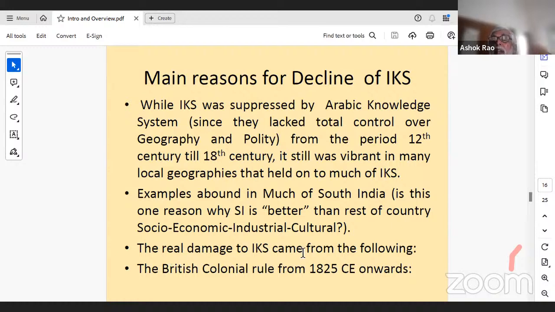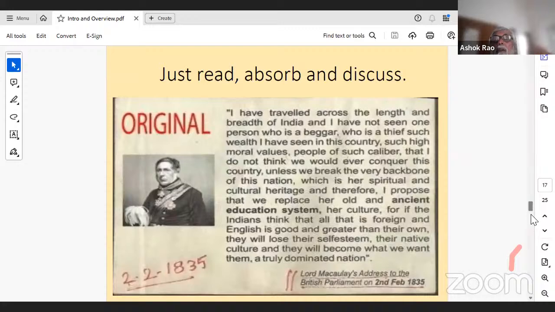The real damage to the Indian knowledge system came from the following. The British colonial rule from 1825 onwards. You see what they did? Macaulay.